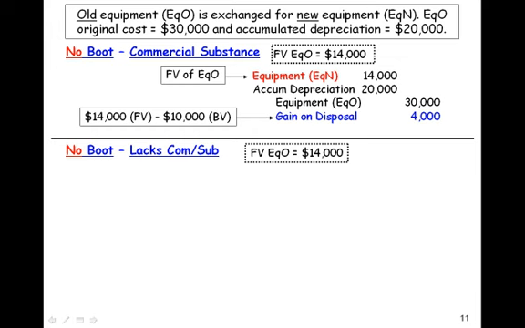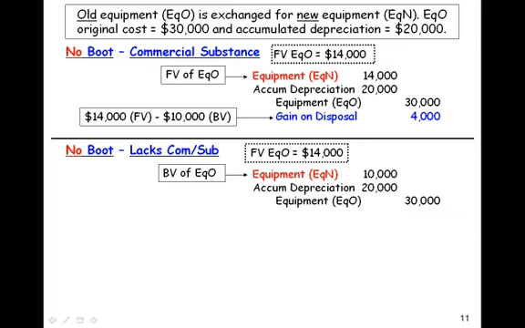The facts are the same in the next exchange, except that it lacks commercial substance. The new equipment is recorded for the same book value as the old equipment, and the remainder of the entry is the same, except that the gain is not recognized because the exchange lacks commercial substance.